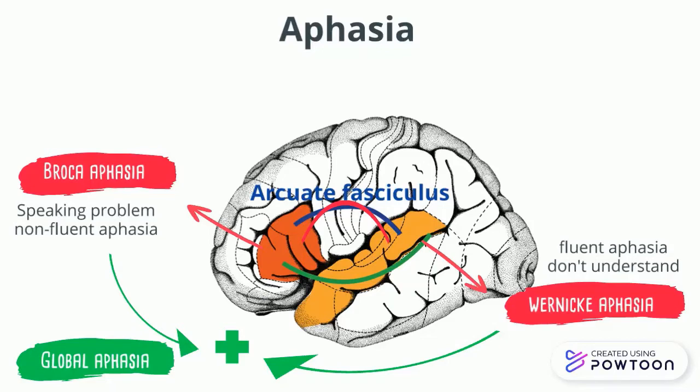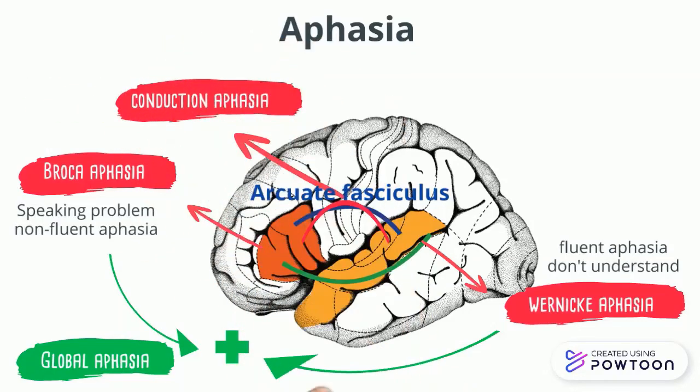When this connection is damaged, people experience something called conduction aphasia. The ability to conduct information between listening and speaking is disrupted, which makes them unable to repeat things, even though they understand what's being said.